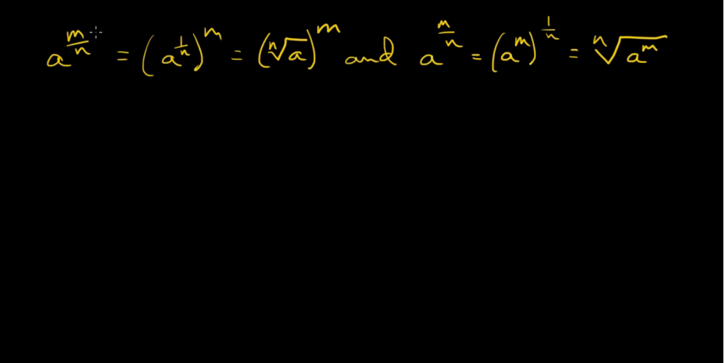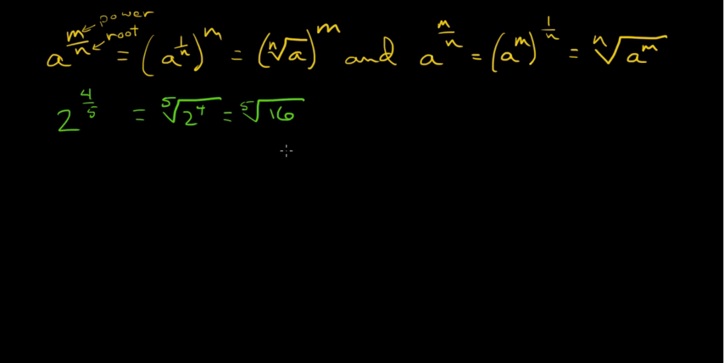Now, the easiest way to remember this, the one on top is your power. The one on the bottom is your root. If you remember that, you'll make it real simple. The one on top is the power, bottom is the root. Okay? Let's try, for example. We got 2 to the 4/5 power. Well, that equals the 5th root of 2 to the 4th. 4 is your power, 5 is your root. Or if you prefer, you can write it the 5th root of 16. Okay?